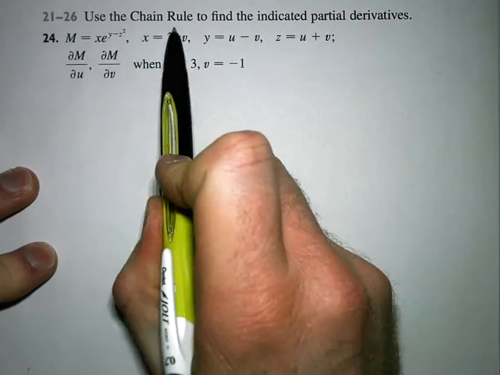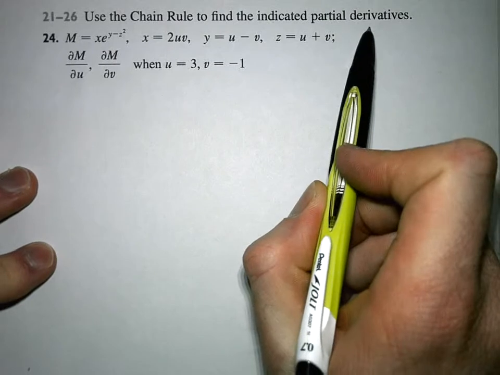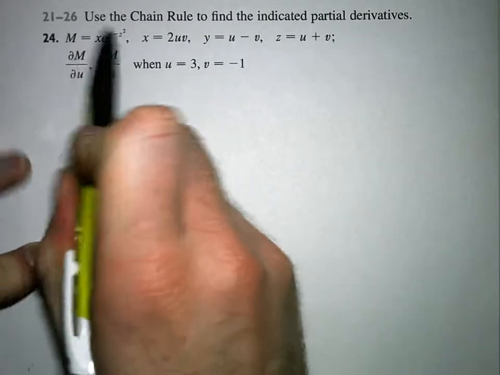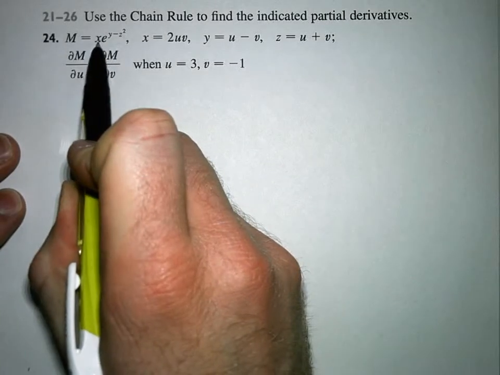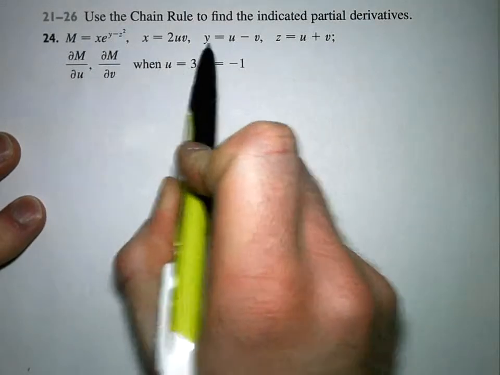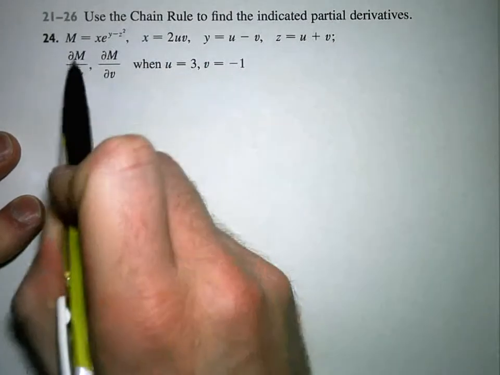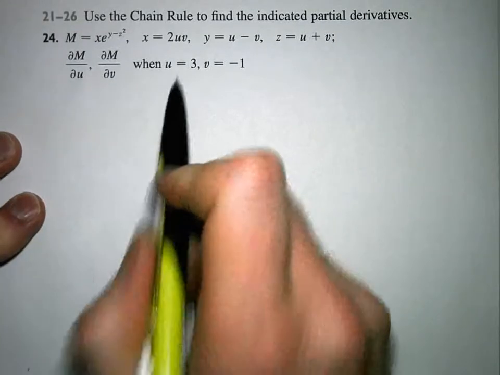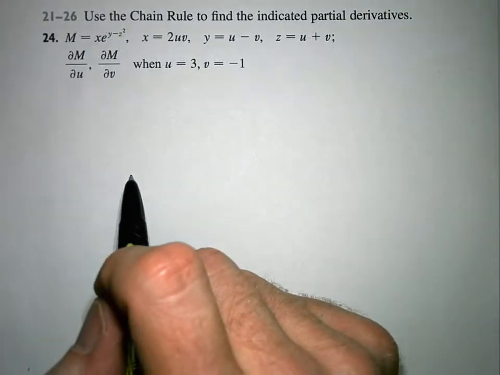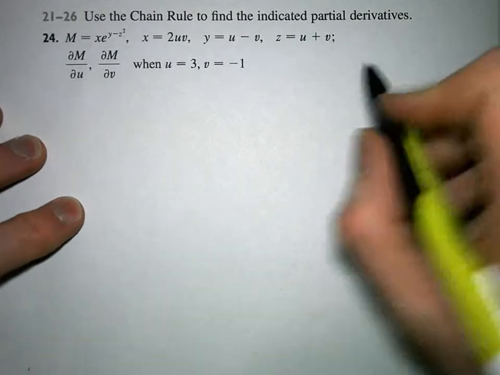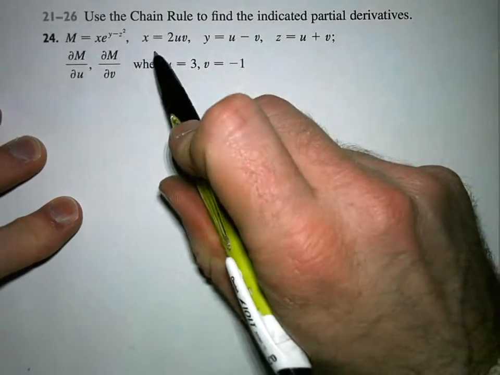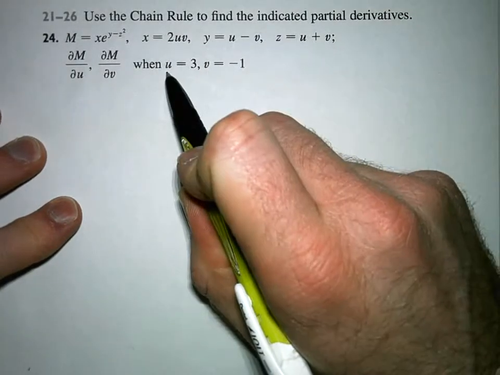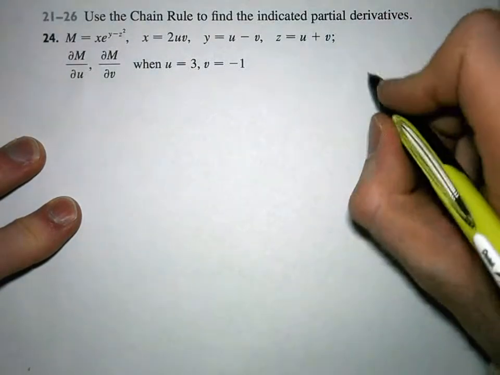And we asked you how to use the chain rule to find the indicated partial derivatives. So here's a function m, which is a function of x, y, and z, and we're told that x, y, and z are all functions of u and v, and we're asked to find a partial derivative with respect to u, with respect to e, at a particular point when u is equal to 3 and v is equal to -1. So the first thing we're going to do is work out values for x, y, and z when u is equal to 3 and v is equal to -1.